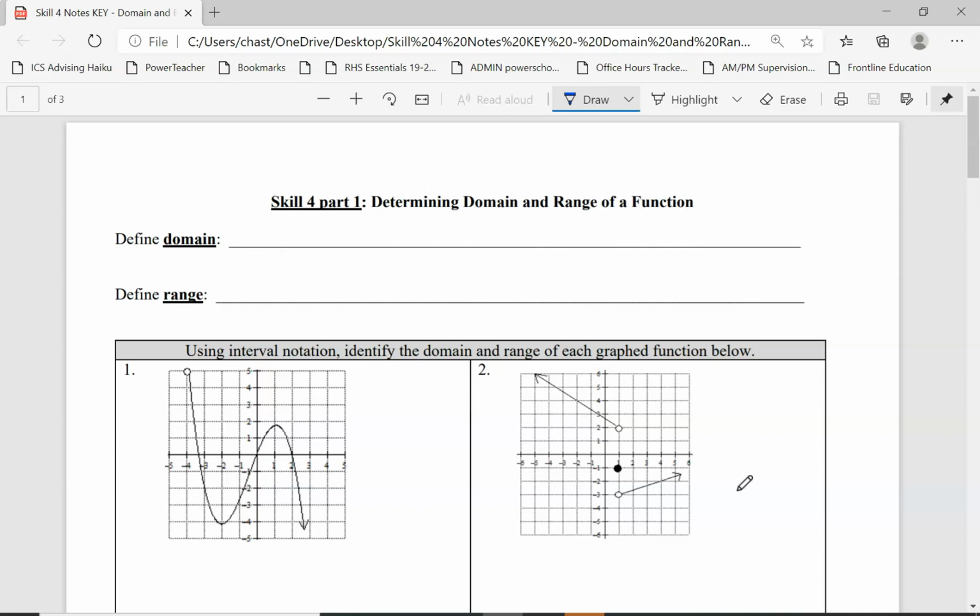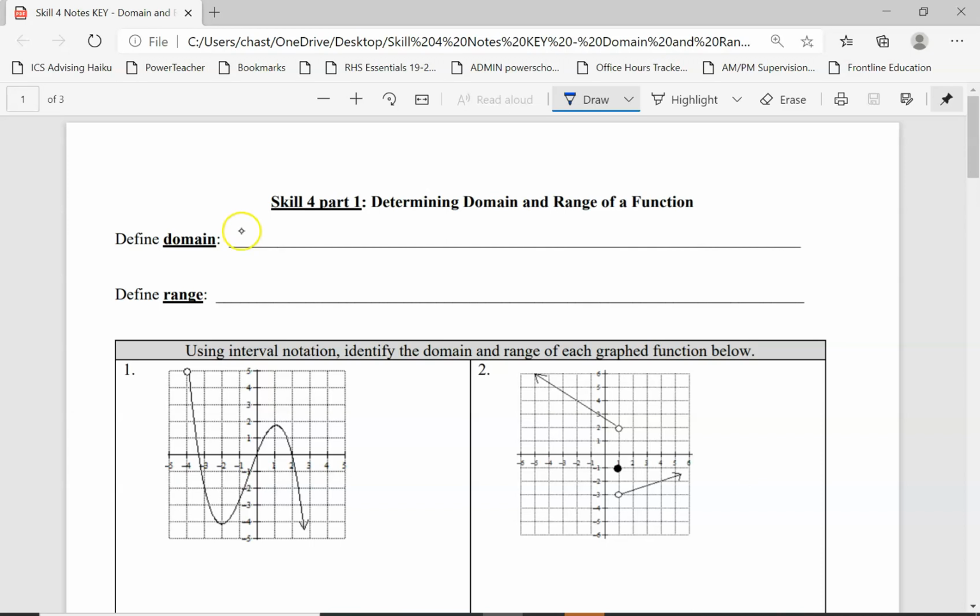So I want to make sure that what we do in this lesson really makes sense. And this is a concept that can make sense as long as you allow yourself to think a little abstractly. But we're going to talk today about domain and range. So before we do that, let's define these words.